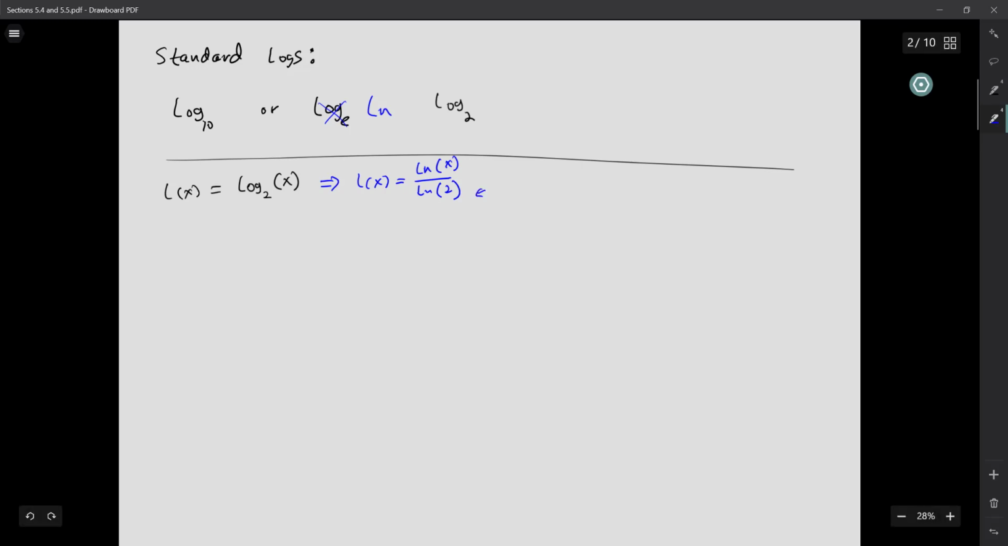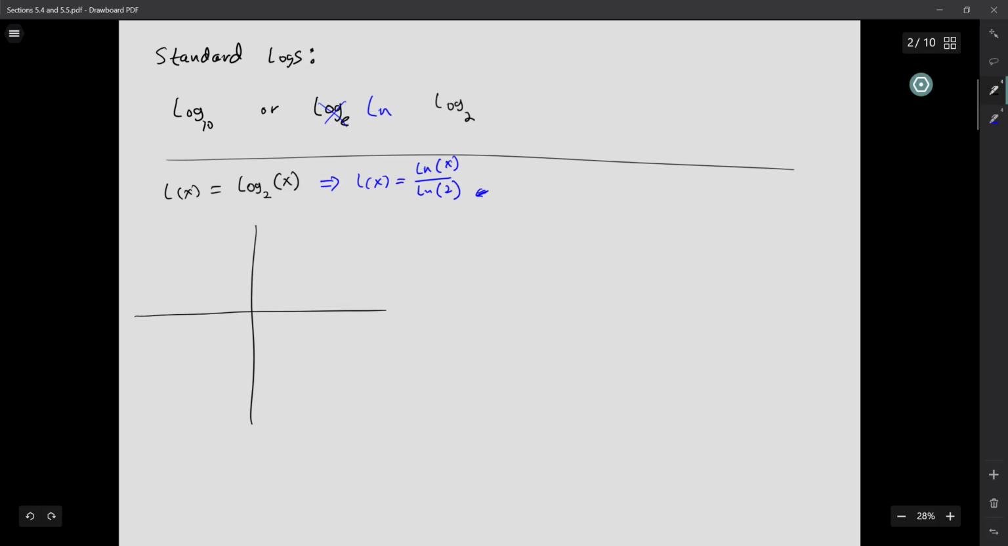So because of the change of base formula here, we see that every log function is actually just a constant multiple, because this part on the bottom is going to be a number. Every log function is just a constant multiple of some other log function, just by using the change of base formula. You can pull a similar kind of trick, I suppose, with exponential functions, but I think it's less cool.